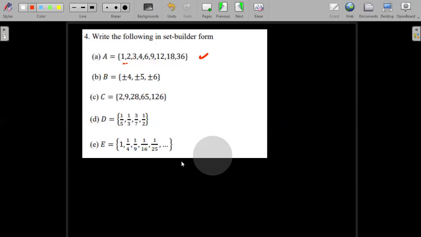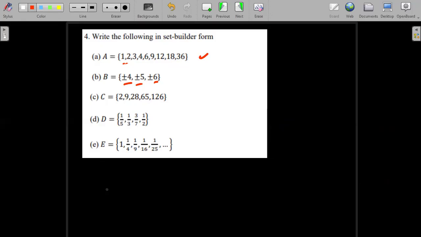So, part two says we have plus minus 4, plus minus 5, plus minus 6. Those are what you're having there. So how do you describe that?